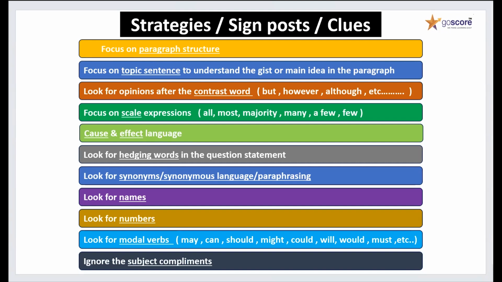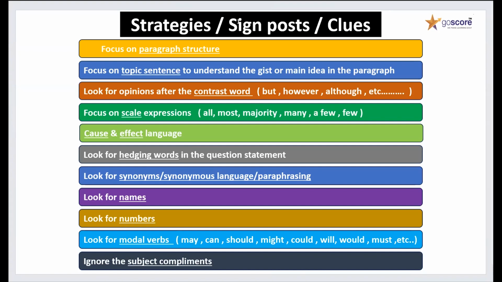Then read the topic sentence to understand the gist or main idea of the paragraph. In every paragraph there will be a topic sentence, and most of the time the first sentence will be the topic sentence. Contrast words mean but, however, although, even though, despite, all those things are contrast words. We have to look for the opinions after the contrast words. Whatever comes after the contrast words, you need to give importance to that.